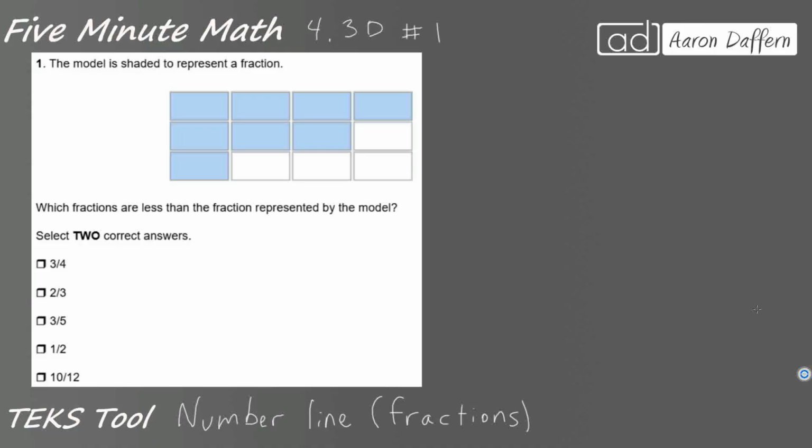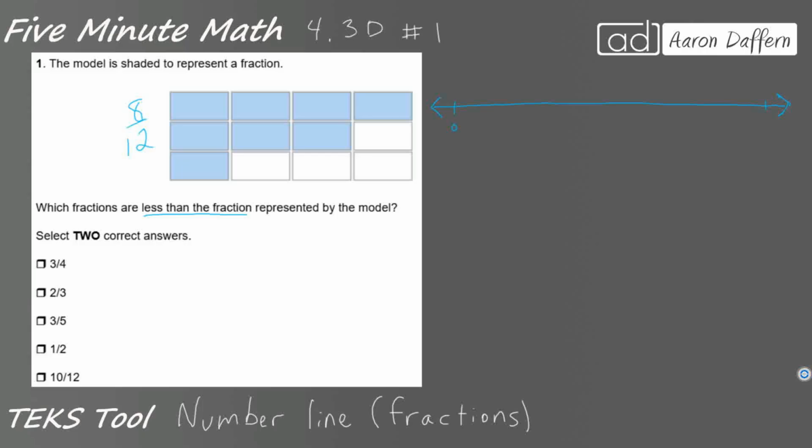So we have a model here, and it looks like we've got 8 shaded pieces out of 12. We need to find two fractions that are less than 8/12. So let's first model this with a number line, and then we can look to see how we can do it algorithmically. So I want to draw 8/12 on a number line. I want to be very careful with how I draw this 8/12, because I want to stack all my other number lines underneath it.